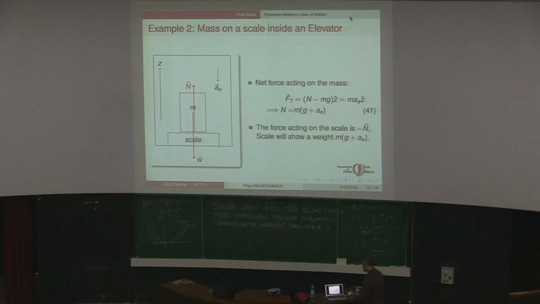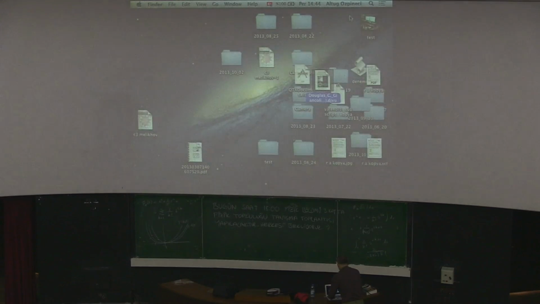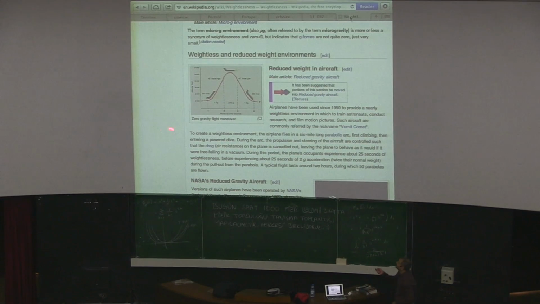So this is what they do. You have this plane, it starts to rise up. After some point, well, we know what an object with constant acceleration does, how it moves. It makes a parabola. So this is a parabola. The plane flies through a parabola. In that parabola, the acceleration of the plane is exactly g, so it cancels the weight of the astronauts. So the astronauts are just weightless.